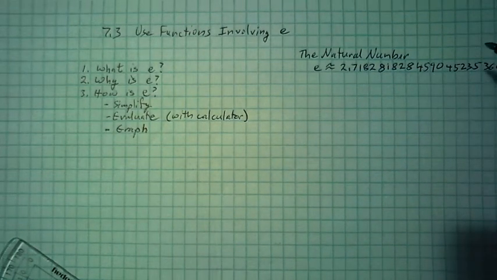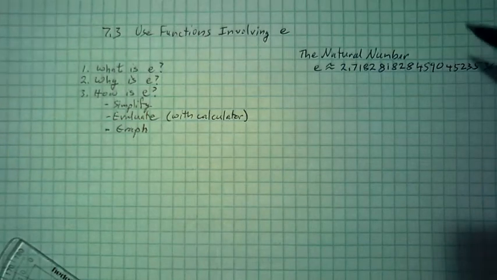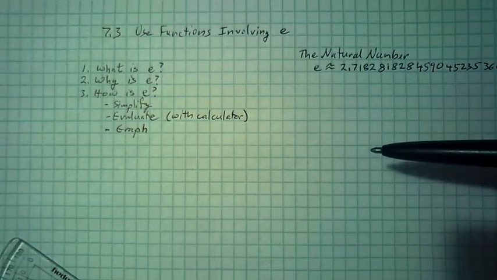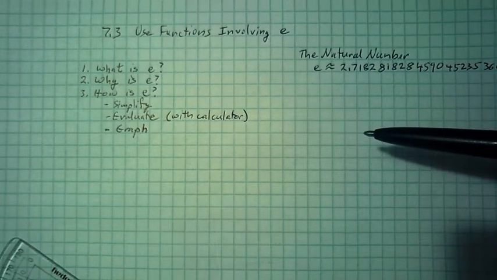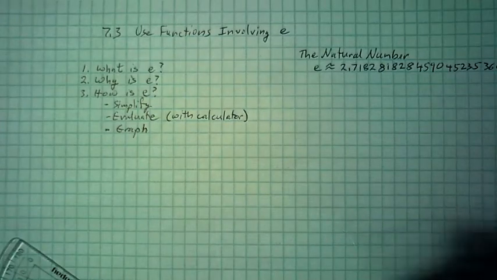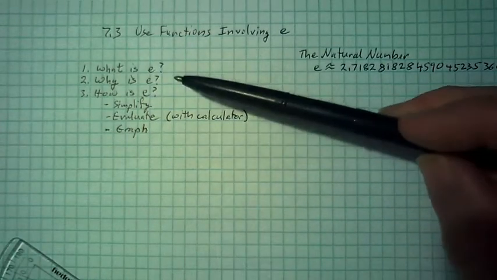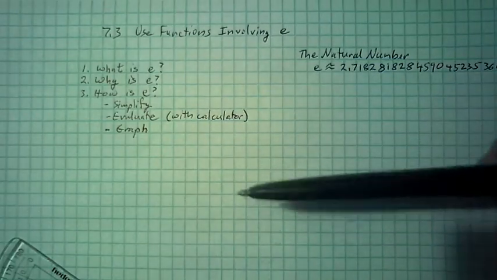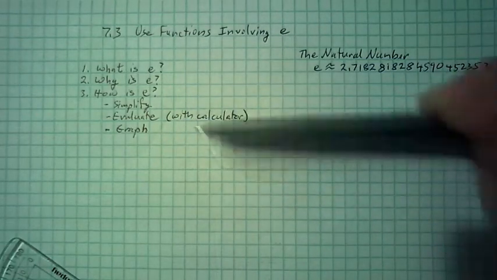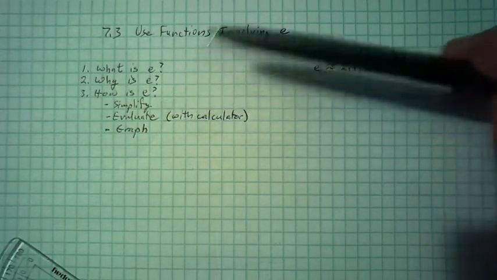In 7.3, we're going to be talking about e. Your book calls this section Use Functions Involving e, but really it's more about e than it is the functions. You've probably never seen it before, so first we're going to talk about what e is, then why we use it, then how to use it, which will take the bulk of the lesson. We're going to simplify expressions that have e's in them.